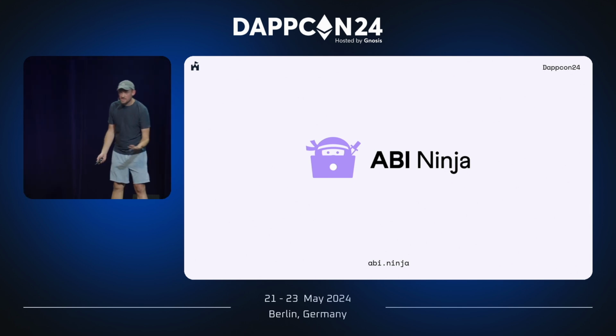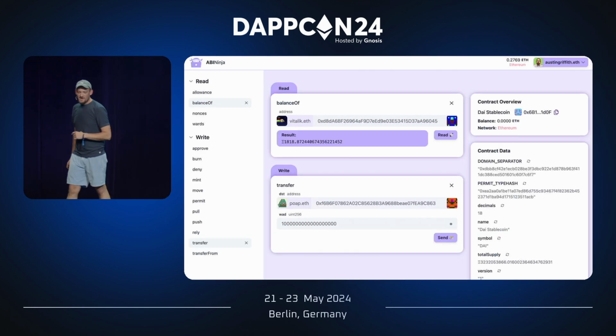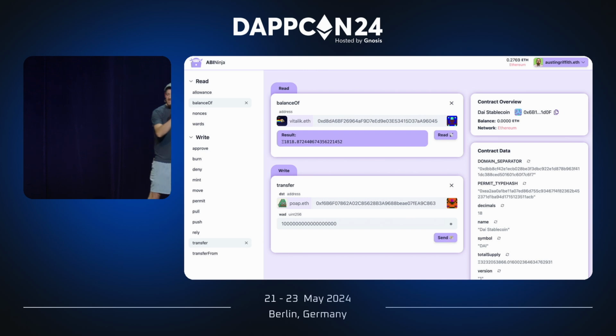Some apps that are coming out of Build Guild. We do a lot of prototyping and building. ABI Ninja is one of my favorites. You can give someone a link to ABI Ninja, and basically what it's going to do is you tell it the contract and the network and then what functions you want to show, and it's going to do an automatic front end for that smart contract.